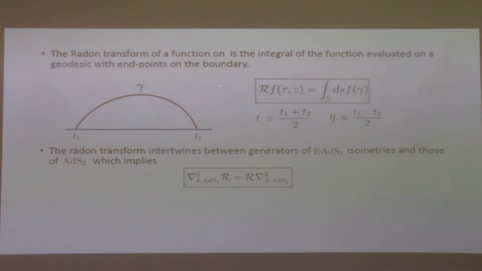A well-known property of this transformation is that it intertwines the generators of Euclidean AdS2 and Lorentzian AdS2. For example, the Laplacian of Lorentzian AdS2 acting on the Radon transform of a function is the Radon transform of the Laplacian of Euclidean AdS2 acting on that same function. So this provides a kind of map between Lorentzian AdS2 and Euclidean AdS2.